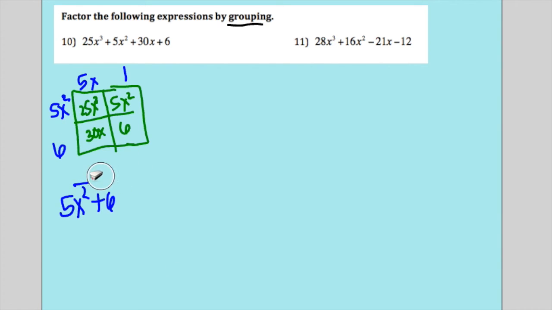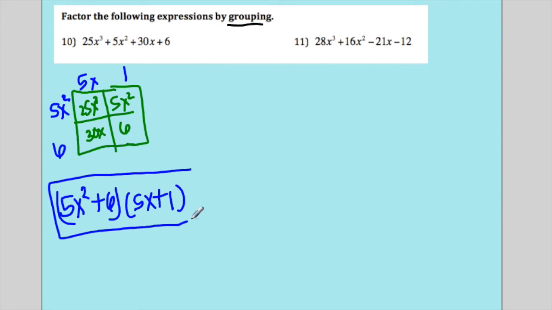Not a box, we need parentheses. 5x squared in parentheses, and then 5x plus 1. Okay, so if you want to use the box method for grouping when there's 4 different terms, you can.